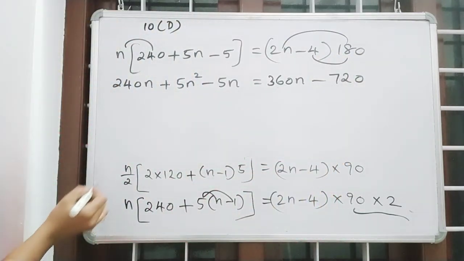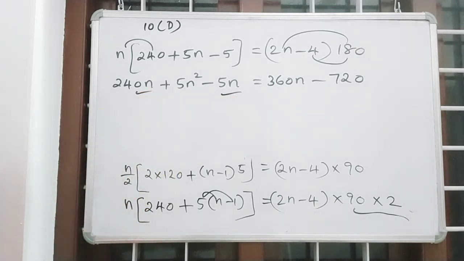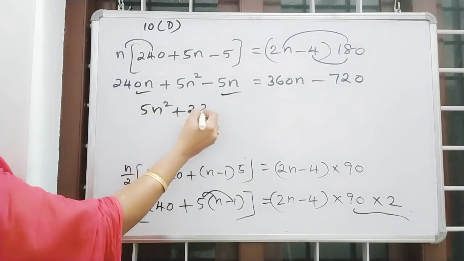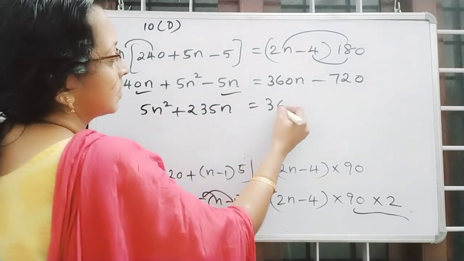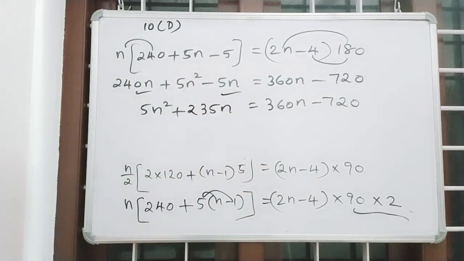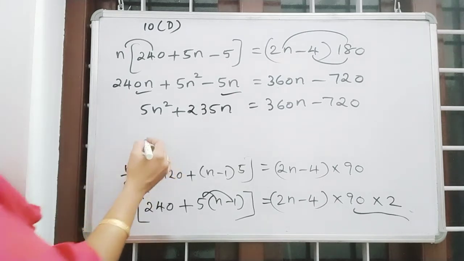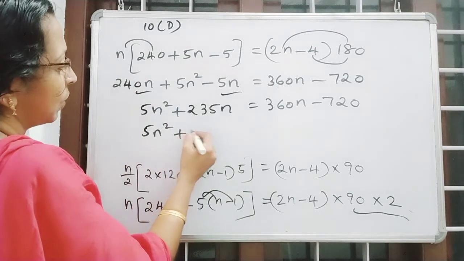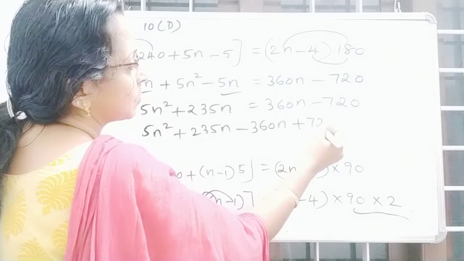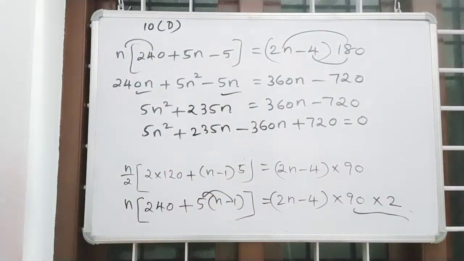So 5n square, this we can simplify. So it will be 5n square plus 235n is equal to 360n minus 720. So which one do we want to take? 5n square, 235n is there, 360n. So take all the things to the left side, that is better, I think. 5n square plus 235n minus 360n plus 720 is equal to 0.